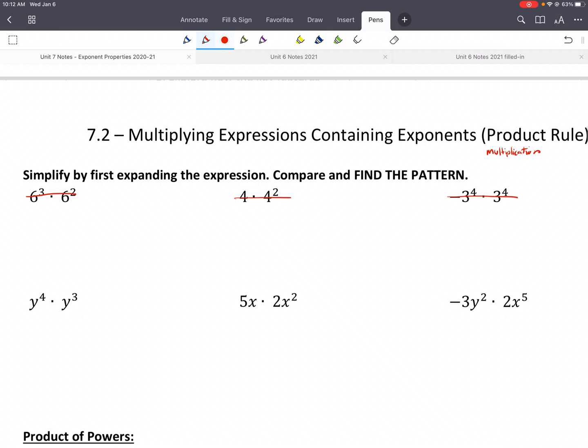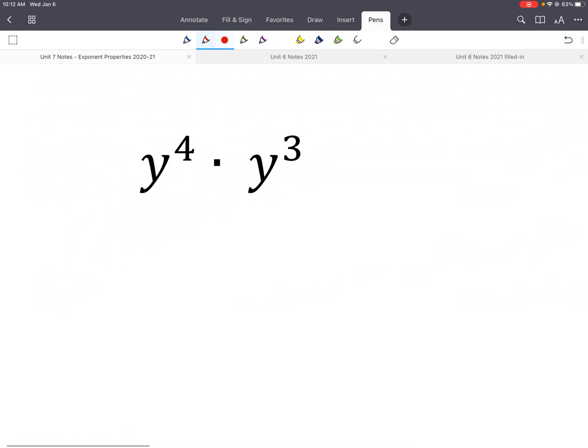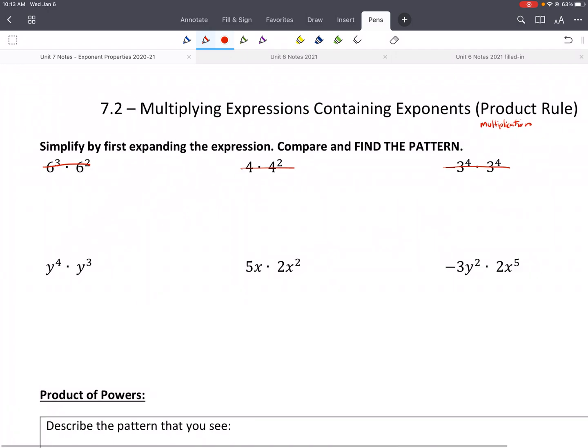All right, welcome everybody. This is 7.2, multiplying expressions containing exponents. So basically we're saying we have two expressions. We have y to the fourth and we have y to the third, and they're being multiplied. We're going to try and figure out what happens when we do that. What happens to the exponents when we do that?